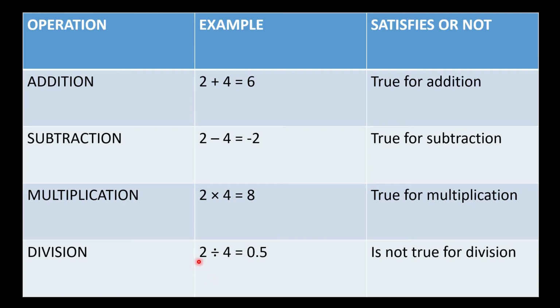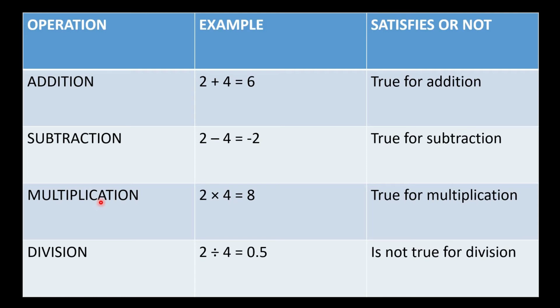Next we have 2 divided by 4. Now 2 divided by 4 is equal to 0.5. That means this property is not true for division. Okay, so we can conclude that the closure property for integers is true only for addition, subtraction and multiplication.